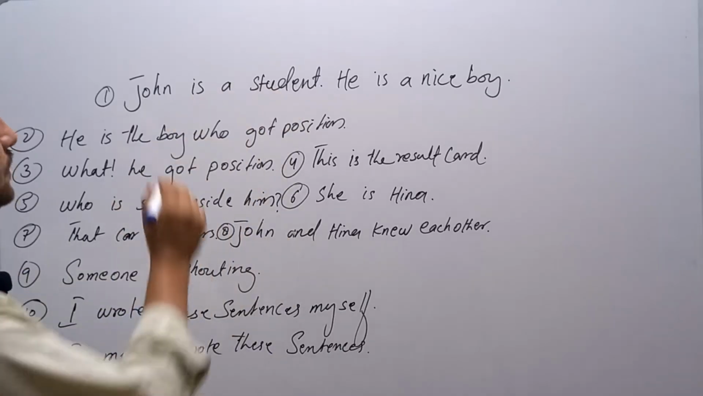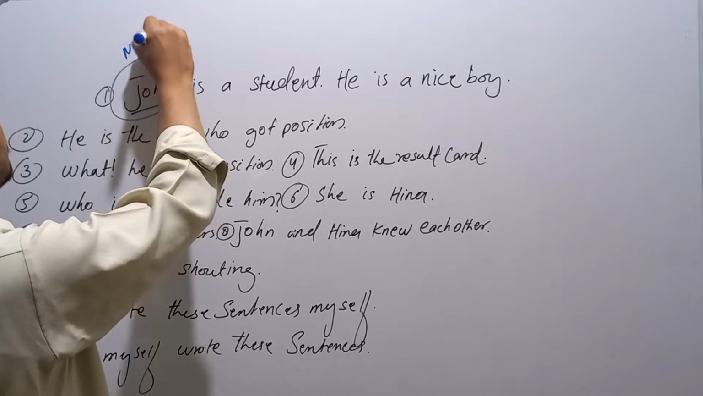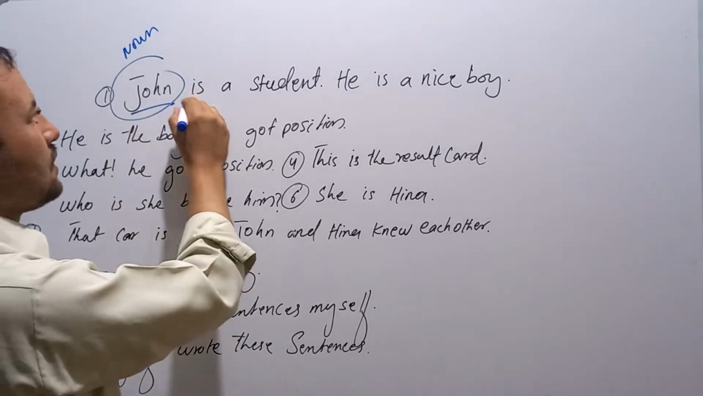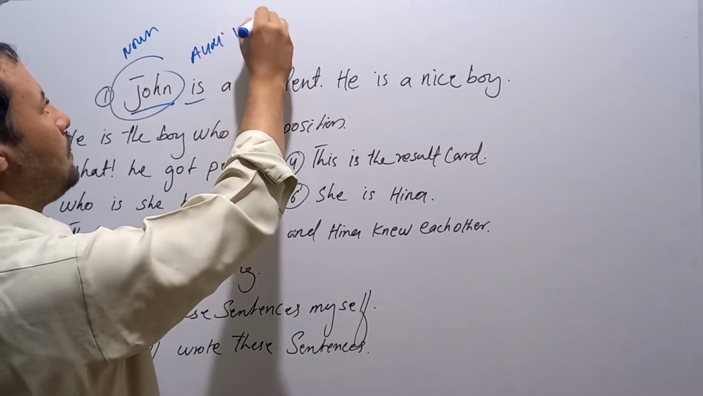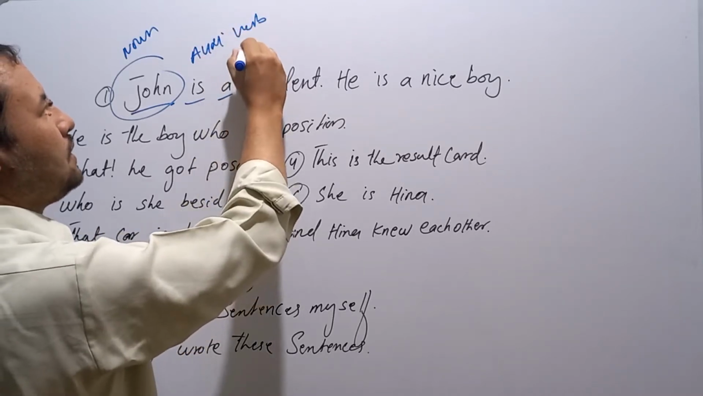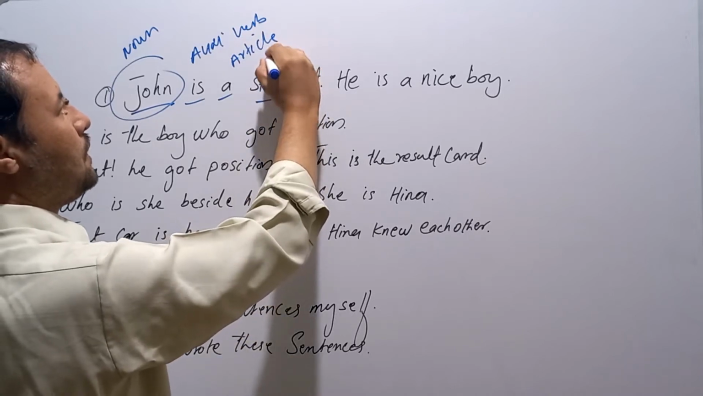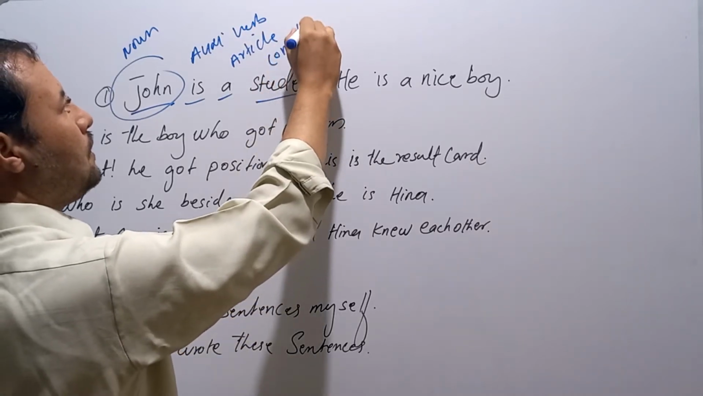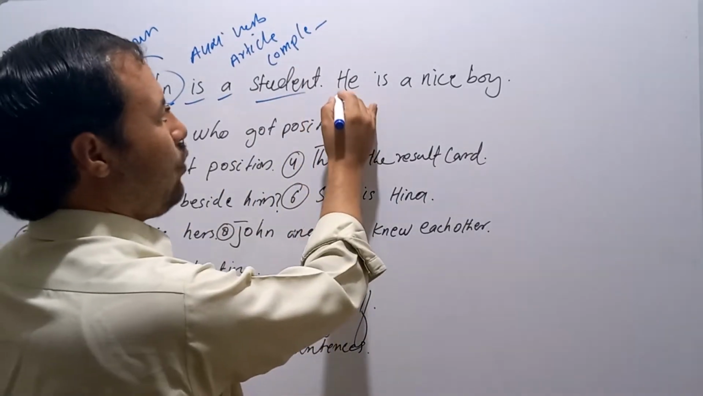John is a student. Noun of the sentence, it is auxiliary verb. I is article. Student. Complement.